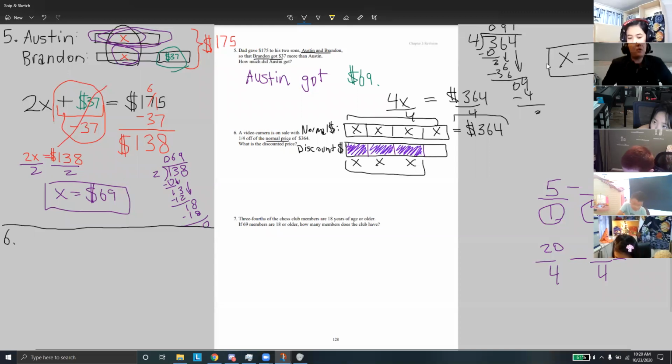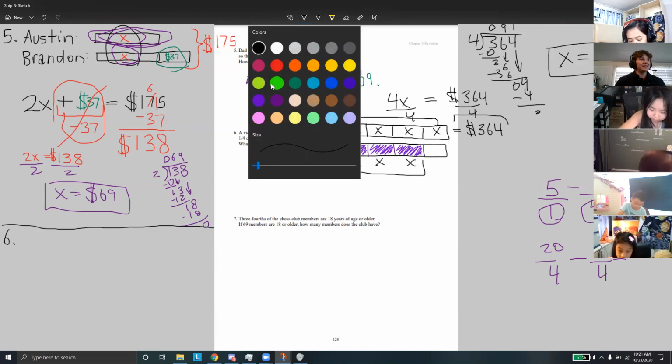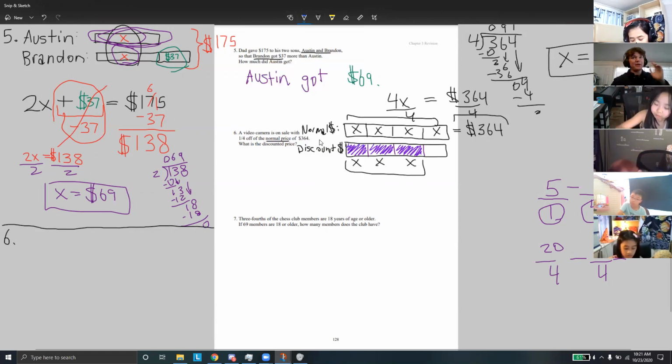Remember though, this question is not asking for what X is. It's asking for the discounted price. And the discounted price is 3 X's, right? So for our final answer, we multiply this number by 3. 3 times 1 is 3. 3 times 9 is 27. And so this would be our discounted price, okay? But I'm also going to show you a simpler way to do it. It might take a bit to get used to, but this is the better way to do it if you understand.